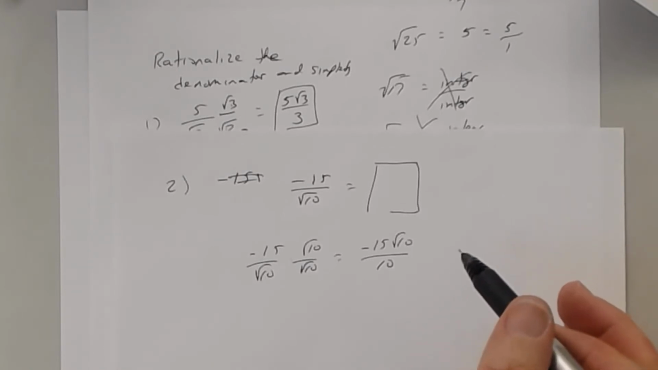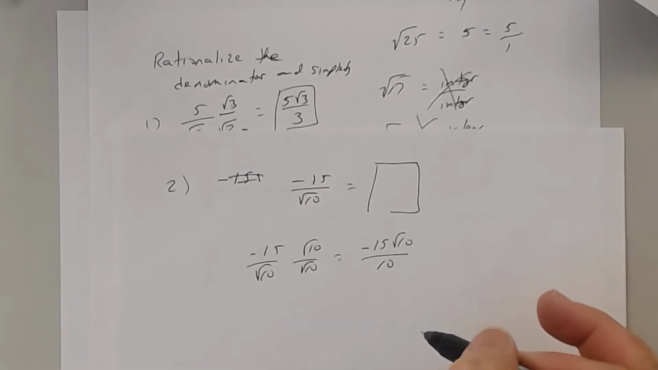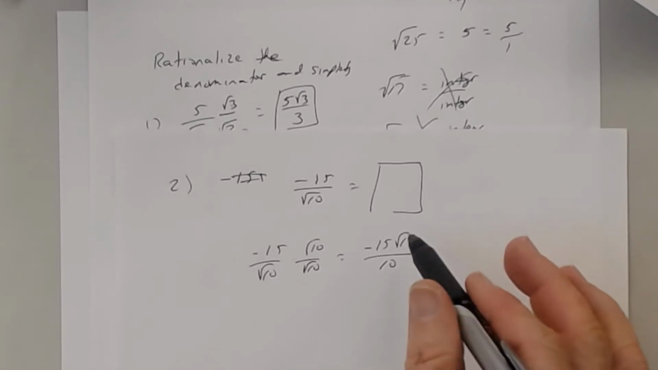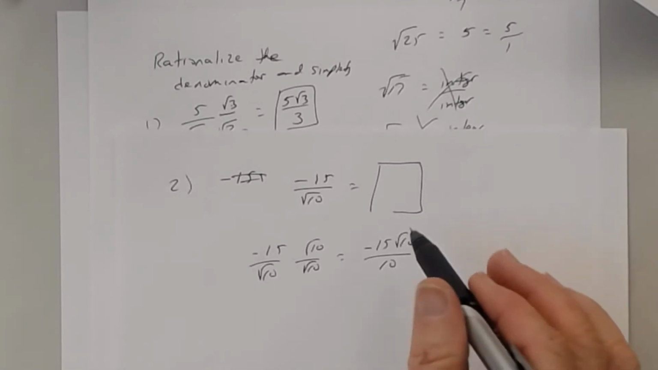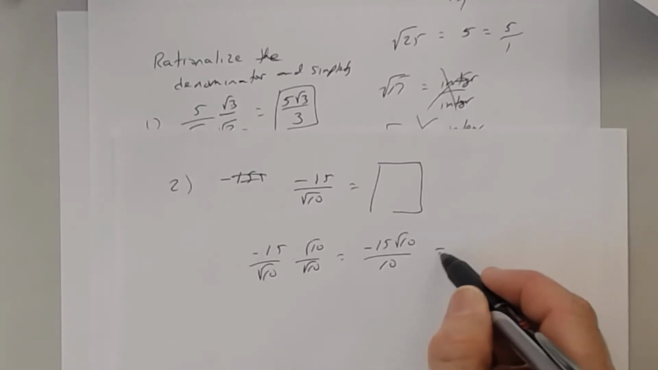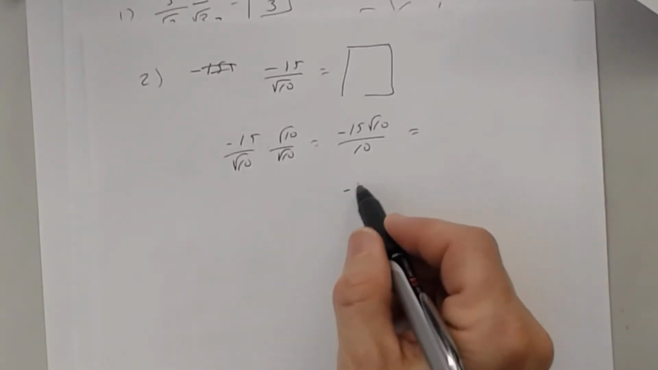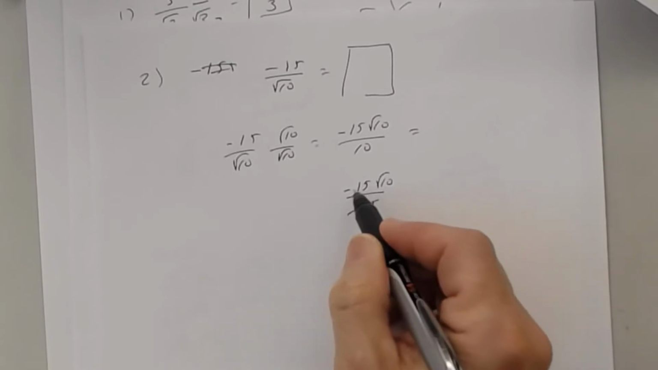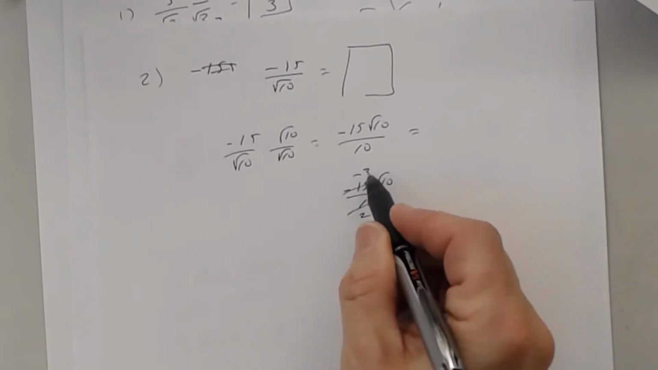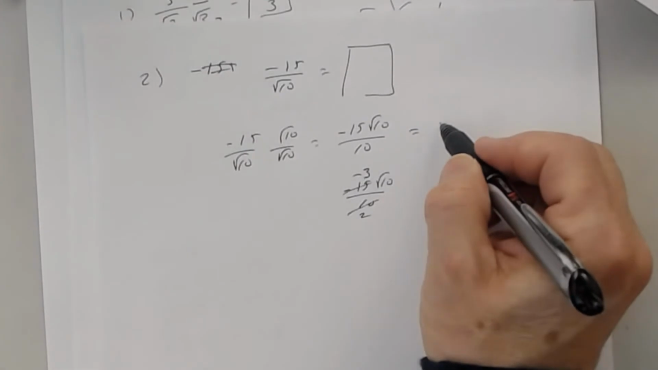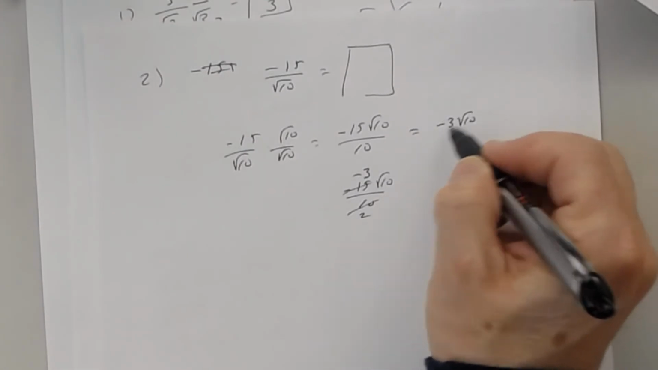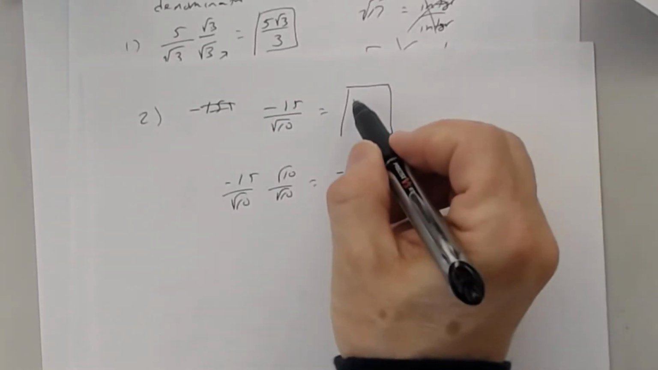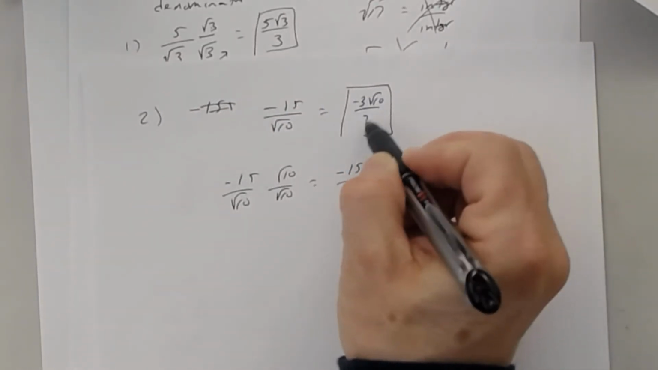Now remember the direction said to simplify. What can I simplify here? Negative 15 and the 10, because what factor do they both have in common? 5. So I'm going to just write it right here. 5 into 10 is 2. 5 into negative 15 is negative 3. So what's the answer? Negative 3 square root of 10 divided by 2.